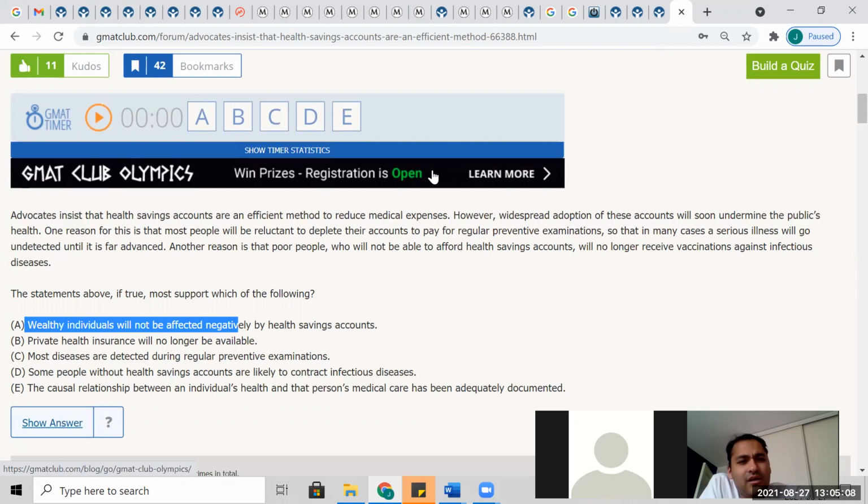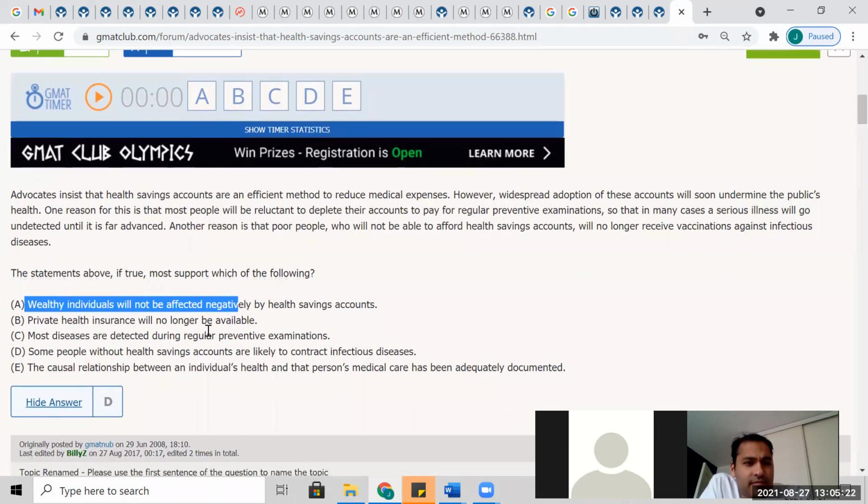Well, how is B the correct answer? Some people without health savings are likely to contract infectious diseases. I thought it was C. Here it says it's D. I fail to understand. What is the reason given? Okay, this one was tough.